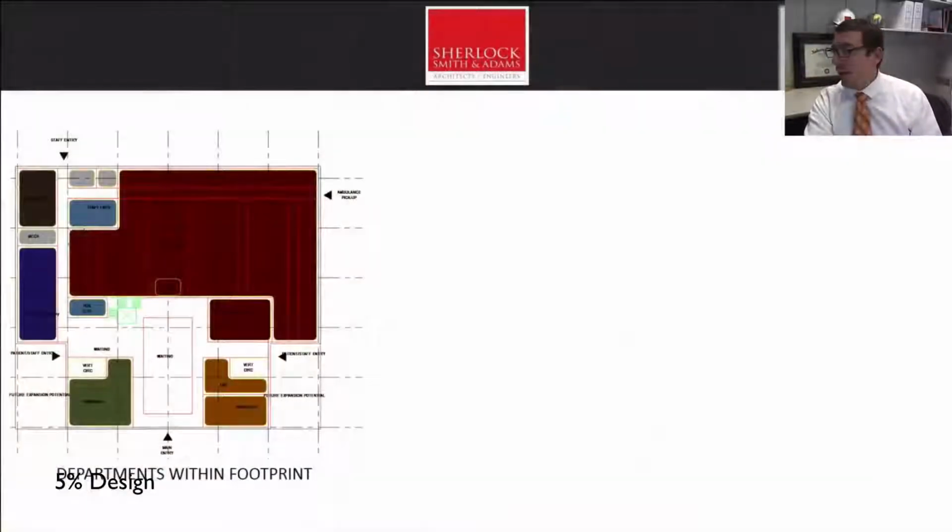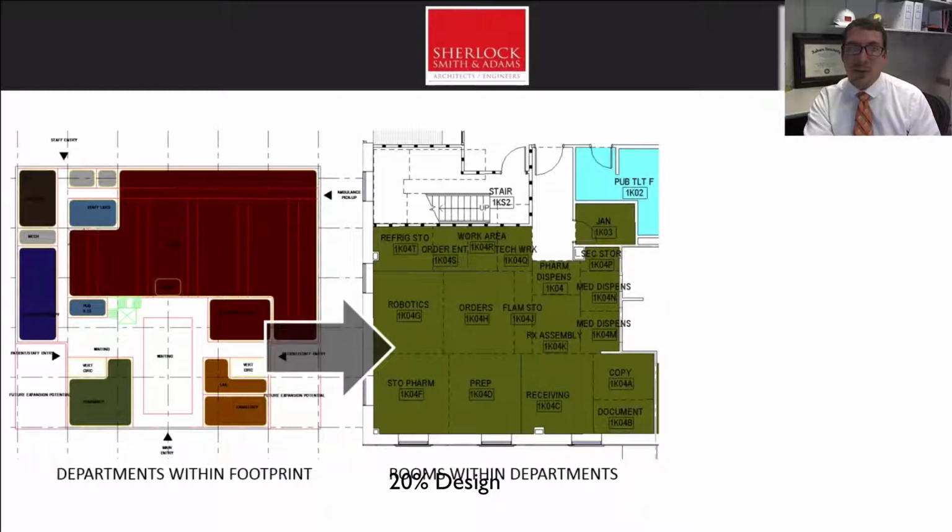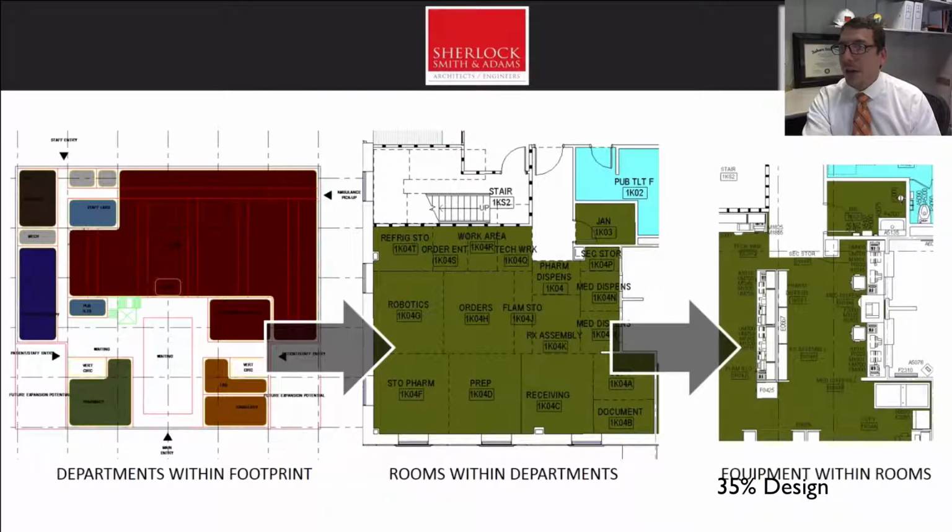At 5%, we have departments based on the gross area. We have them put on a site within a footprint. We have our adjacencies between departments figured out. By 20%, we're supposed to have that block plan actually worked out with properly sized rooms from the PFD. And then by 35%, all the equipment has to be located within those rooms. So let me show you our step one.